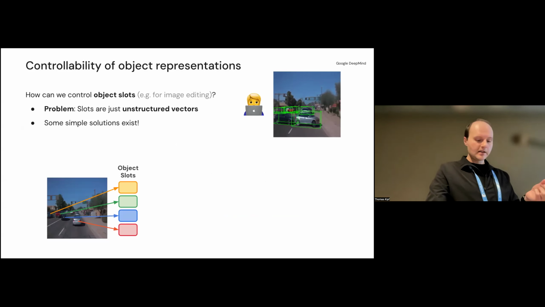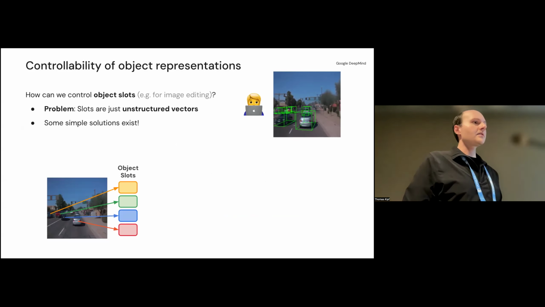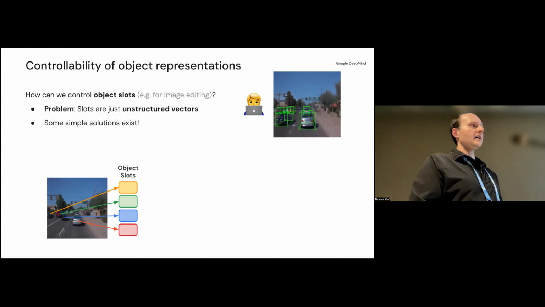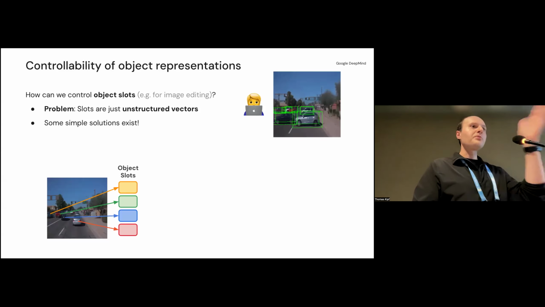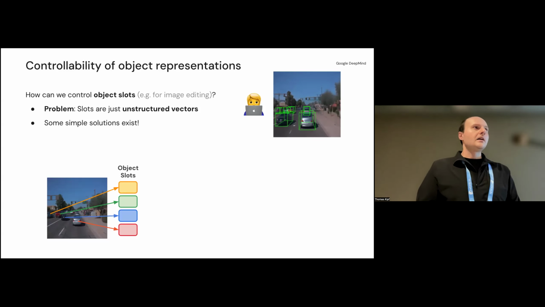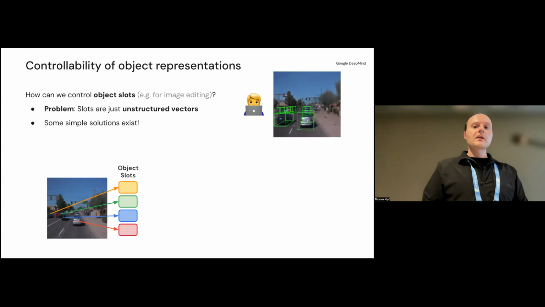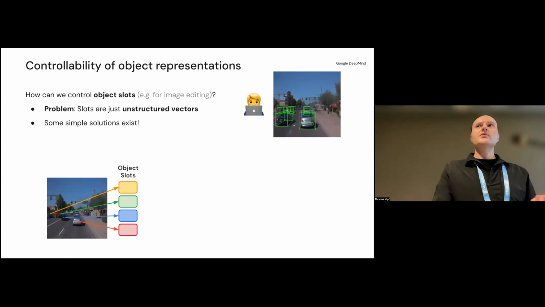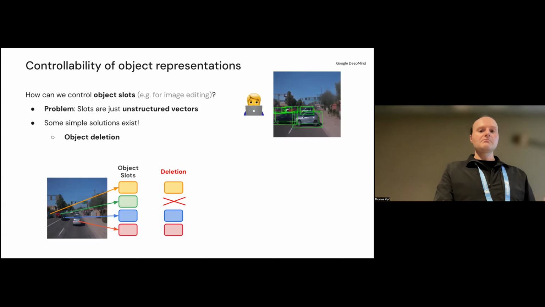The problem is that these slots, as we've defined them so far, and as most of the community defines them, are just unstructured vectors. The same is mostly true for the supervised equivalents as well. If you look at Segment Anything, the per-object representation is a single vector, just like in these unsupervised object representation learning methods. Now if you want to start controlling or editing these, you suddenly don't have too many options. There are some simple solutions, and these simple solutions typically include things like object deletion.